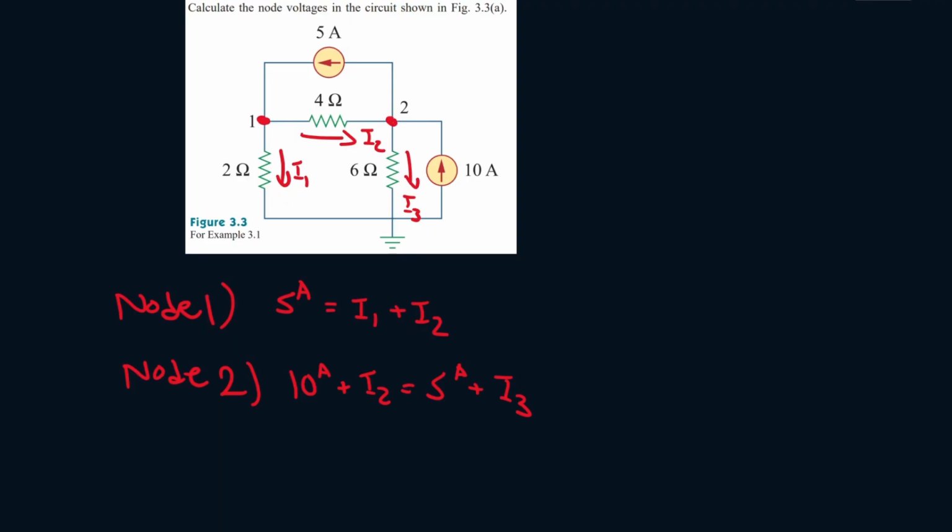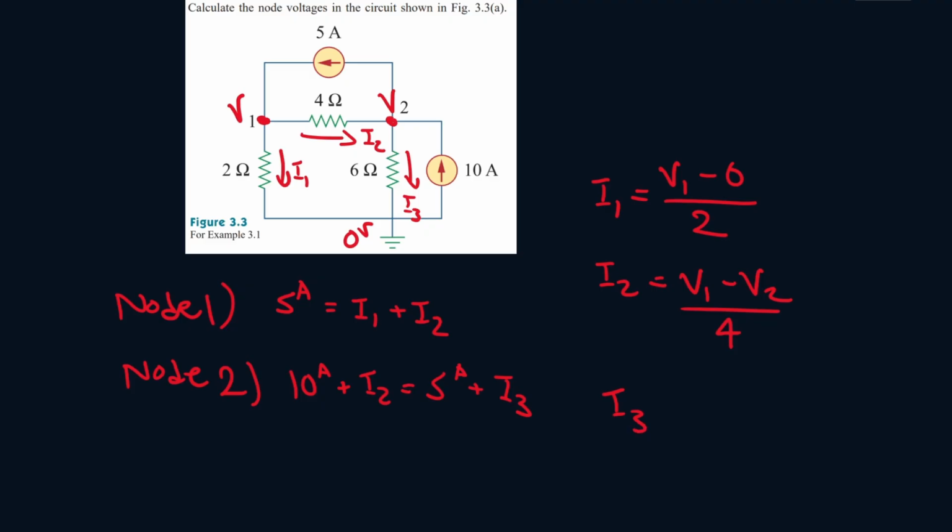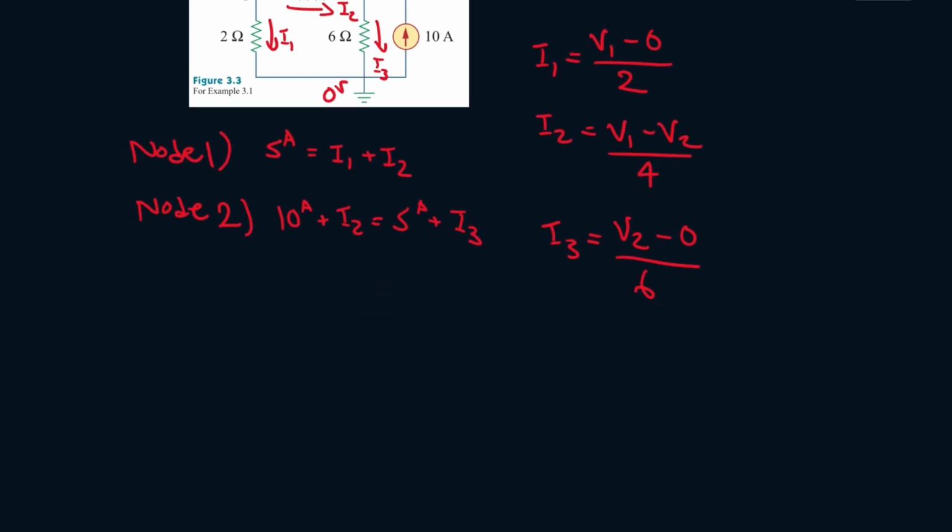Okay, now we have to find equations to substitute I1, I2, and I3 for. So I1, we know that this will be V1, and it's going from a high potential to a low potential, and we know this will be 0 volts as it's the ground node, so it'll be V1 minus 0 all over 2. I2, it'll be from V1 to V2, so it'll be V1 minus V2 all over 4. And I3, it'll be V2 minus 0 all over 6. So let's start plugging everything in.